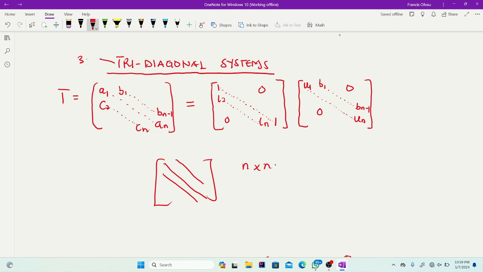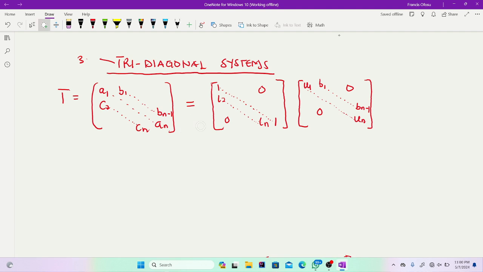Now, what's the usefulness of tri-diagonal systems? Whenever you are solving a system of equations and the matrix form represents a tri-diagonal system, then we have a simpler way of expressing it in the triangular form. And you know that the goal of expressing a matrix in the triangular form is to solve our systems of equations easily, using either backward or forward substitution.